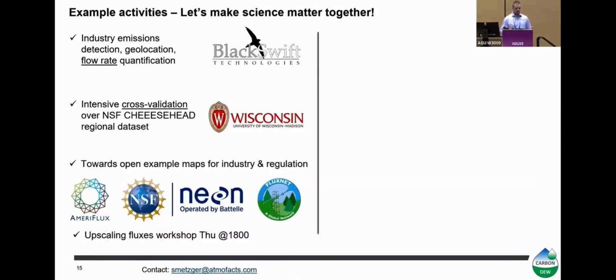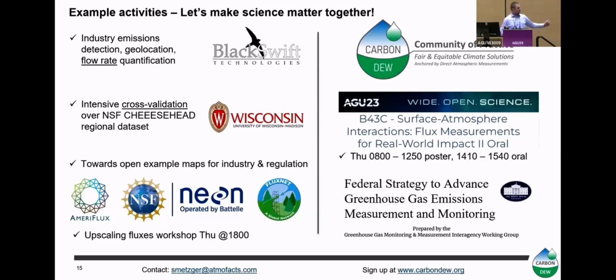Last but not least, example activities of Carbon Due. Let's make science matter together. So we are working with several partners, as you see here, Black Swift, University of Wisconsin. We work towards open example maps for industry and regulations to try out these things and how much they matter for specific applications. Tonight, there's also an upscaling fluxes workshop in case you're interested. So feel free to reach out with regard to that. We have a session this afternoon on surface atmosphere interactions, flux measurements for real world impact. There's a pod after that.